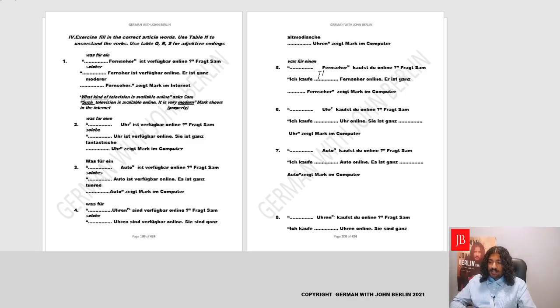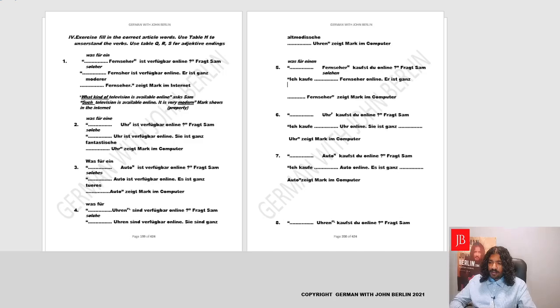I buy such television online. So it'll again be who buys what, accusative. And just like den, die, das, die, we'll use ein at the ending en, so solchen Fernseher. Ich kaufe solchen Fernseher online. Es ist ganz, we could again say, affordable television.